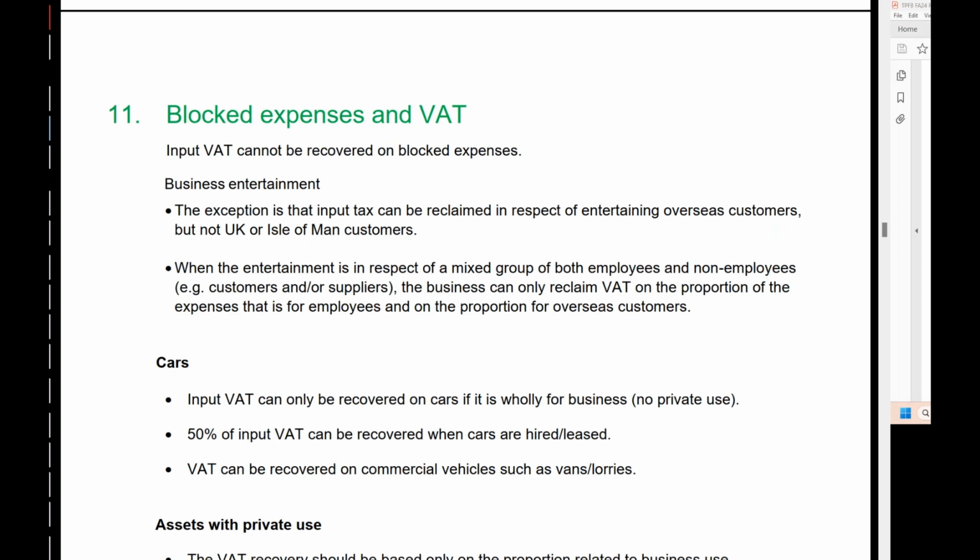There's a little section on blocked expenses. So it says input VAT cannot be recovered on blocked expenses. Specific category of blocked expenses is business entertaining.